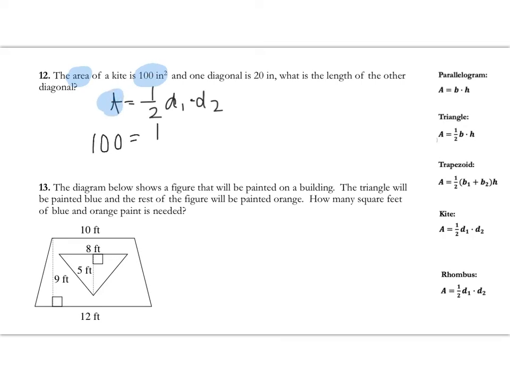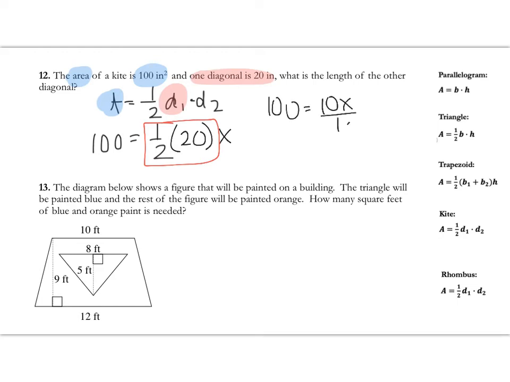So we have 100 is equal to 1/2. And then it says one diagonal is 20. So I can put that in for one diagonal. That's 20. The other diagonal is what we're trying to find, so I'm going to call it x. And then you've just got to do the algebra here. Let's take half of 20 first. 100 equals 10x, and then we're dividing by 10 to find the missing piece. The missing piece is 10, so the missing diagonal would actually be 10 inches.